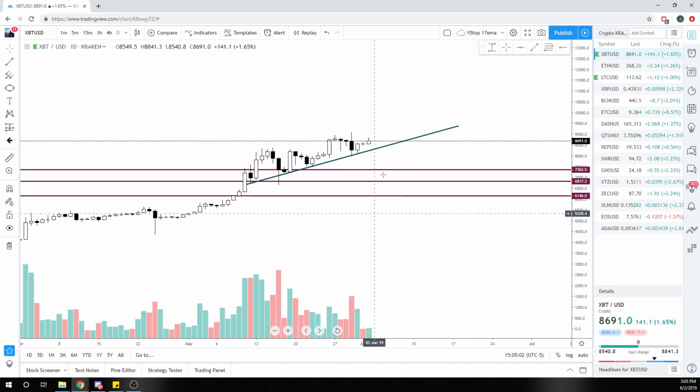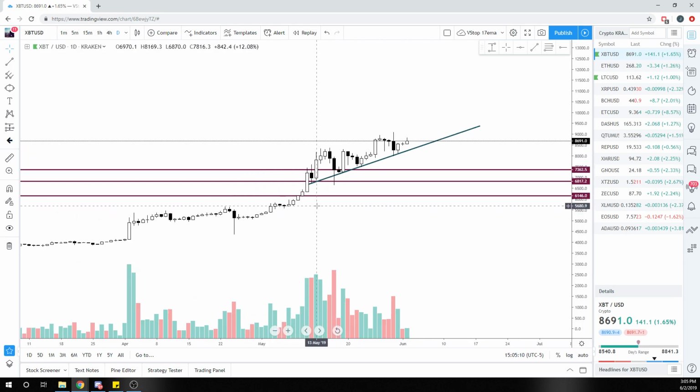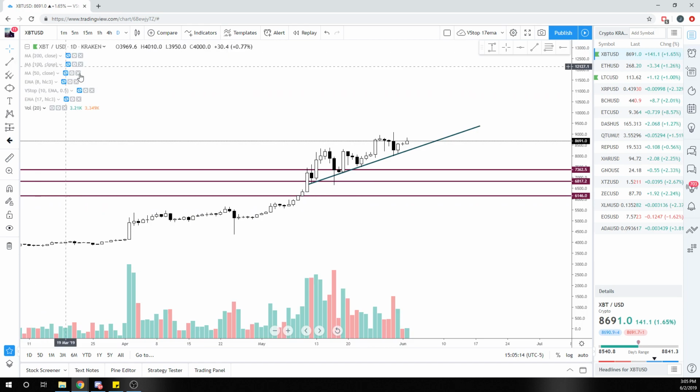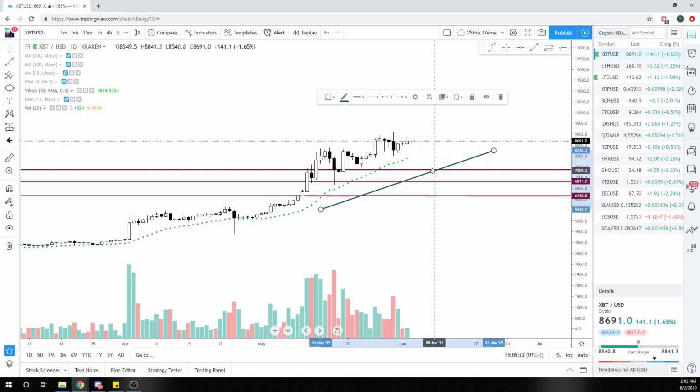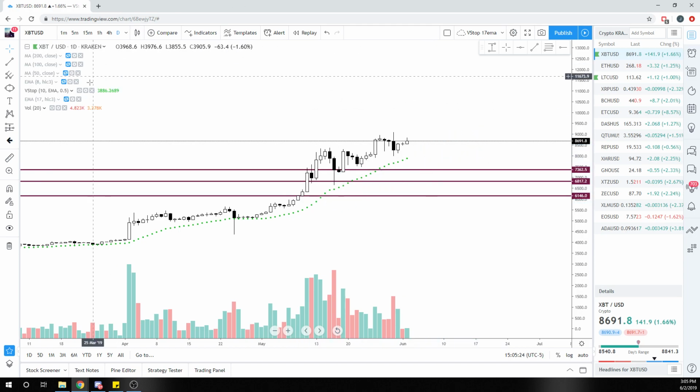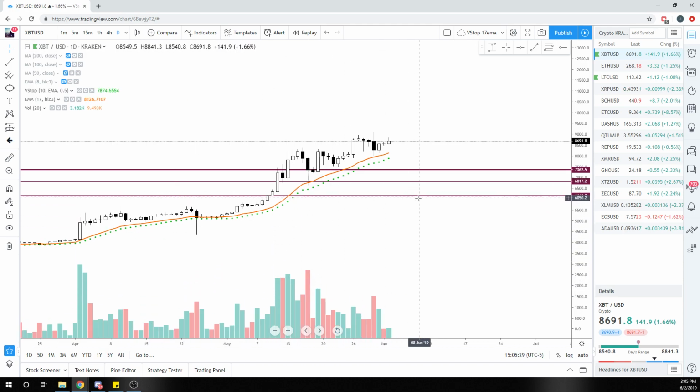So what I actually found, and actually I didn't find it, I was taught this method too, is that we can make it easier for ourselves to spot these trends here. So if we come to the indicators that I use, I wouldn't really consider this an indicator. It's not an oscillating indicator. It's not MACD. It's not RSI. But I do use the V-stop combined with the 17 EMA.